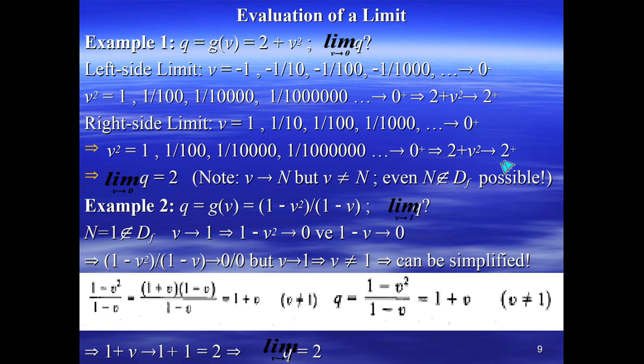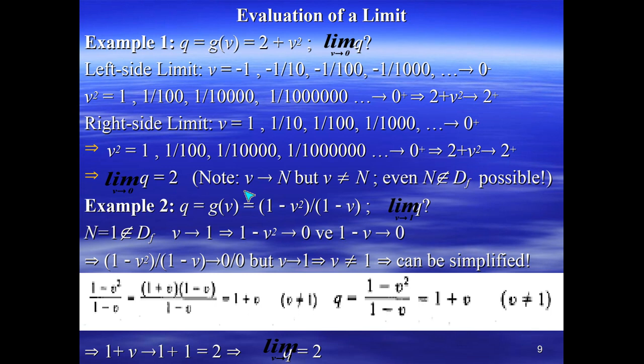So 2 plus v square goes to 2 from positive values, from values greater than 2. It goes to 2 plus. So these limits are the same. The plus is not important, but the 2 is important, their value. It is the same. So the limit of q when v goes to 0 is 2.